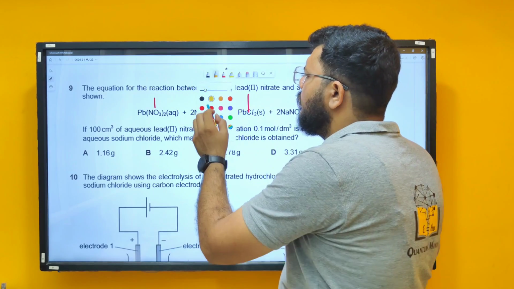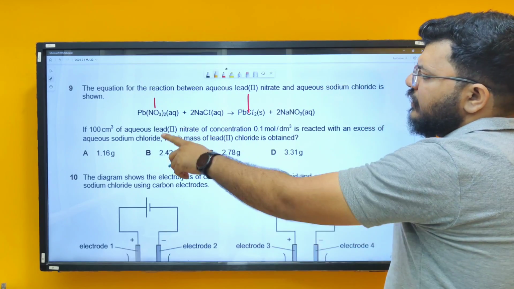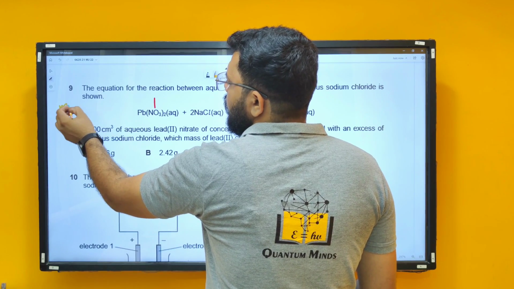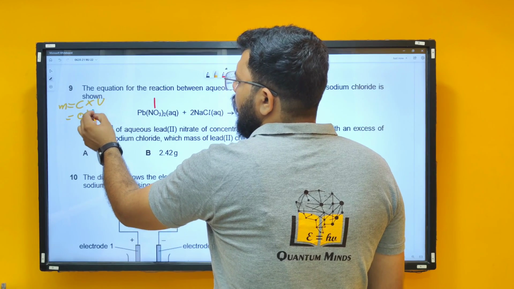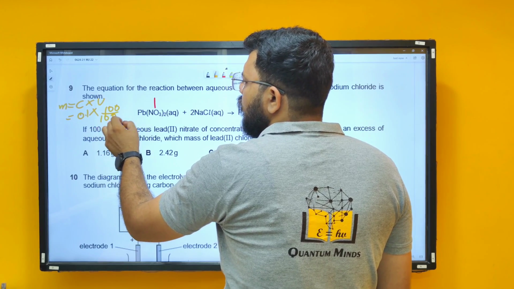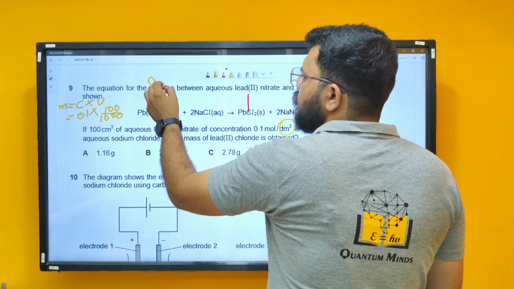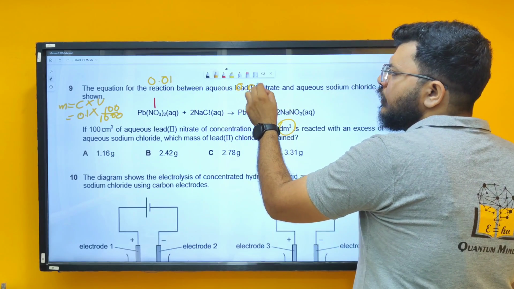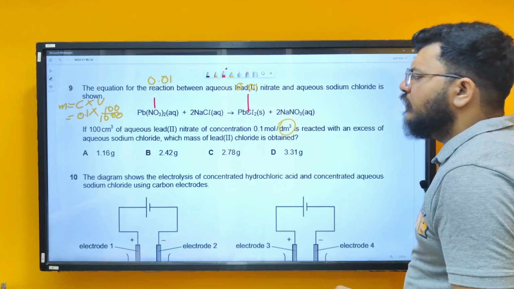Now let's also find out how many moles of lead nitrate we are using. So 100 cm cube of concentration 0.1. The moles are given by concentration times volume. Concentration is 0.1 and the volume will be 100 upon 1000, because we need to convert it to dm cube, because concentration is in dm cube. So the number of moles you are using is 0.01. How many moles of lead chloride will you get? 0.01. Correct. Now we have to find the mass of 0.01 mole of lead chloride.